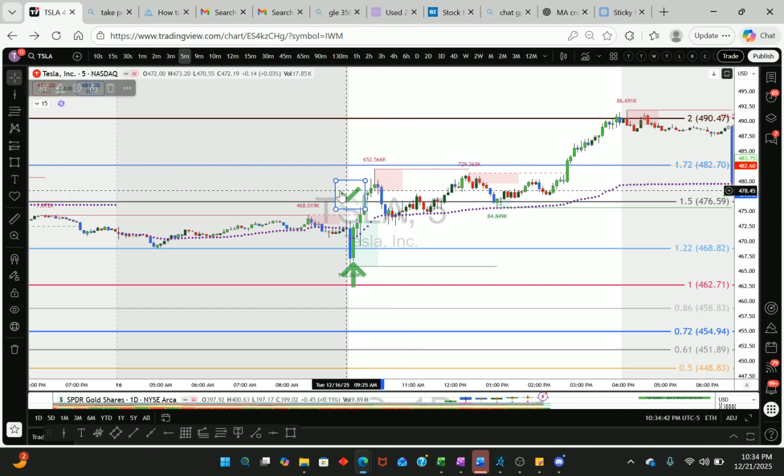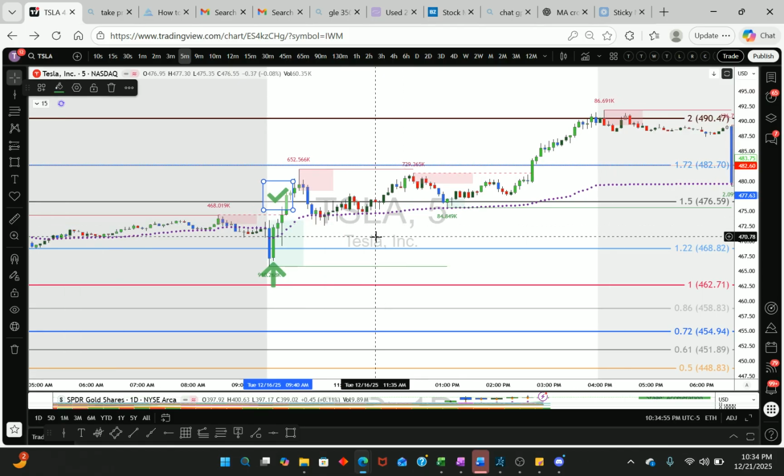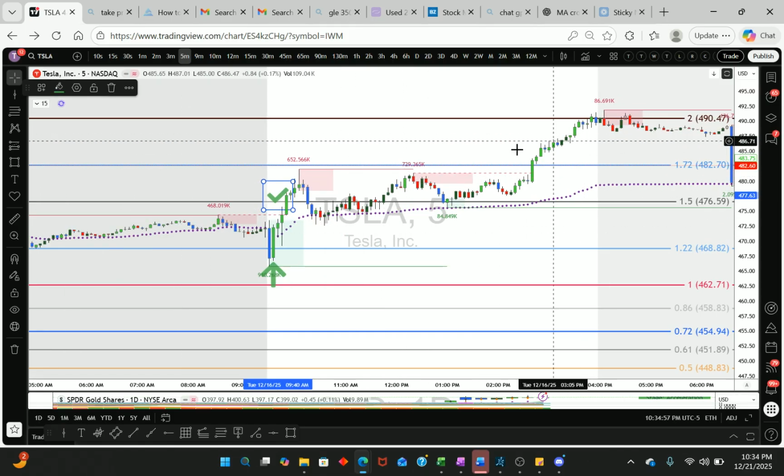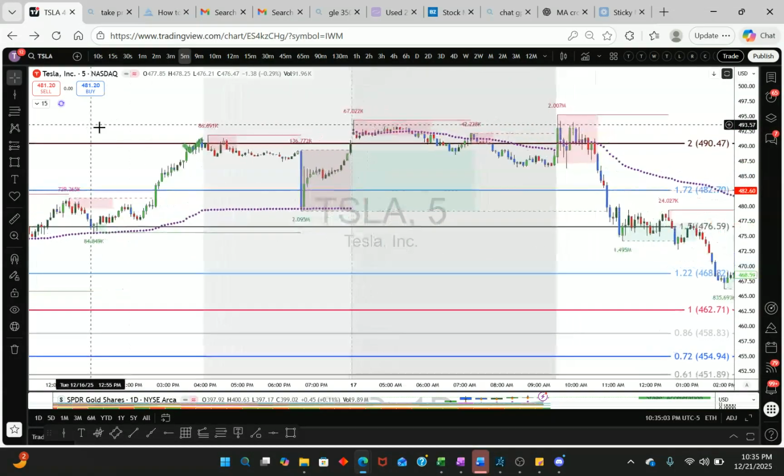Y'all, the first time I made $5,000 in an hour on Tesla. This is an hour, like 9:30. Boom, boom, boom, boom, boom. Get out right here at 10. That could have been an easy move, or you could have held it all the way through if you had an extended contract to the end of the week, which would have been fantastic.